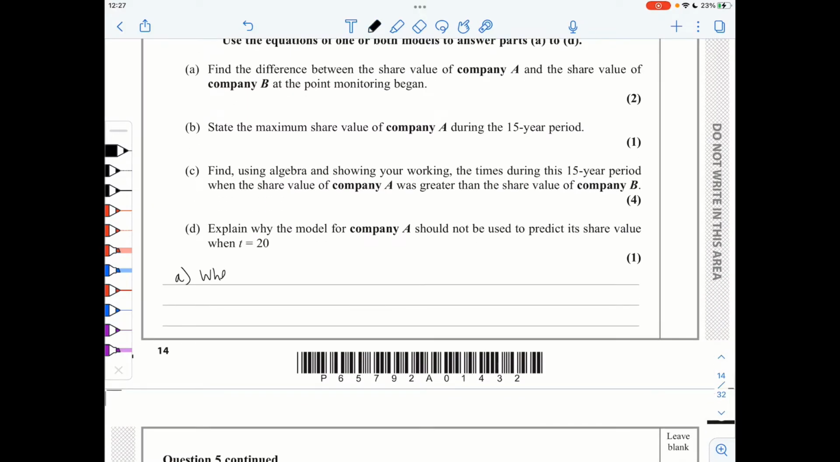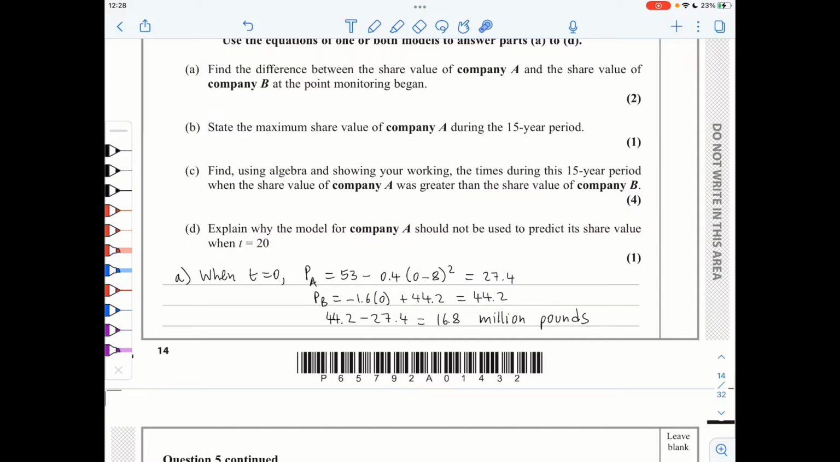So when t is 0, we get that PA is 53 minus 0.4 brackets 0 minus 8 squared, which is 27.4. PB is minus 1.6 times 0 plus 44.2, which is just 44.2, and therefore the difference is 44.2 minus 27.4, which is 16.8, and remember it's a million pounds here. If you do not include the millions, then you will be penalized.